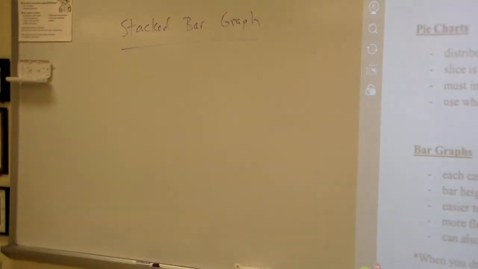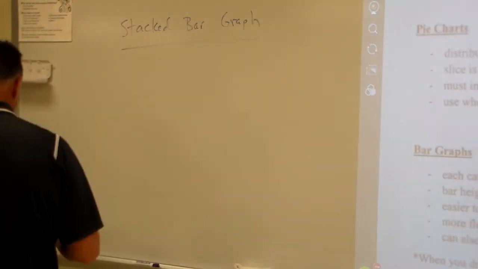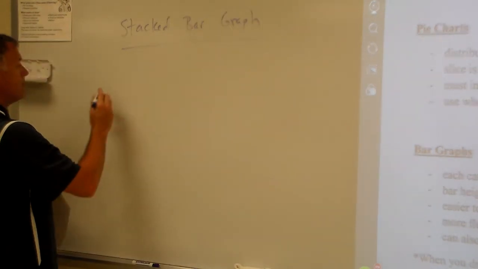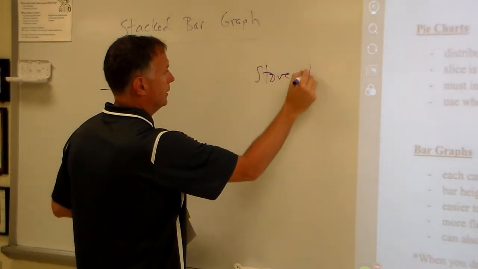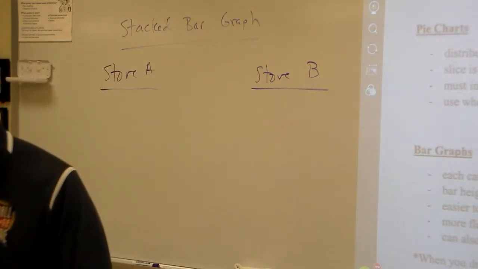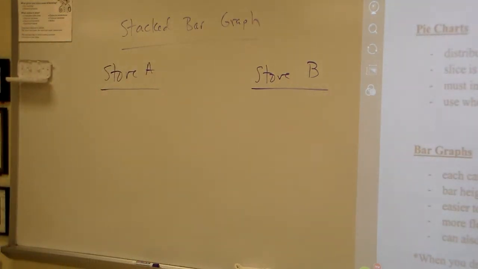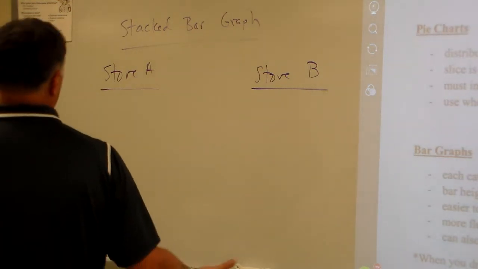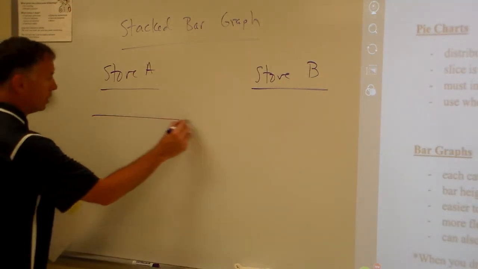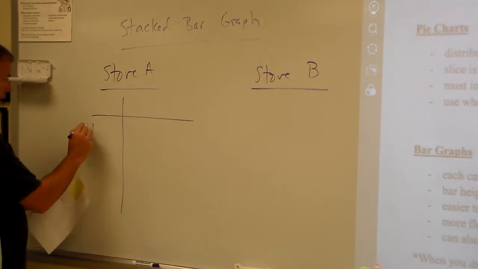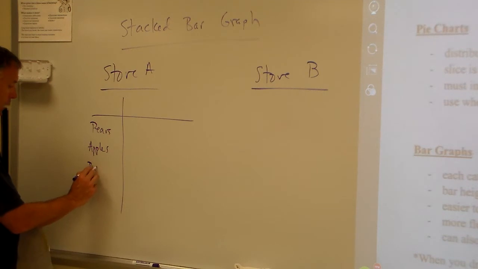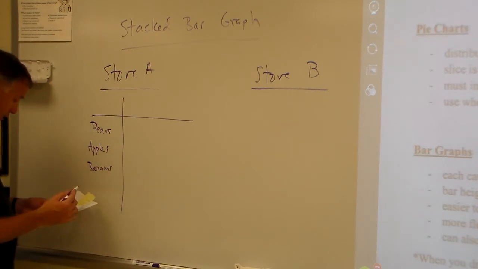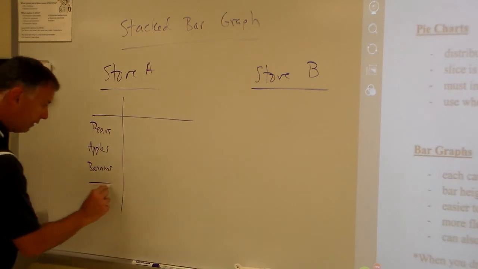So we are going to look at store A and store B, and we're going to make a comparison between these two stores. We are going to look at fruit sold, the fruit that they sell. We want to see which store sells more fruit, or what type of fruit. So in this store, we're going to look at pears, apples, bananas, and then the last one is our total.